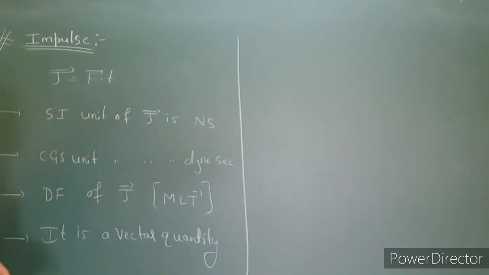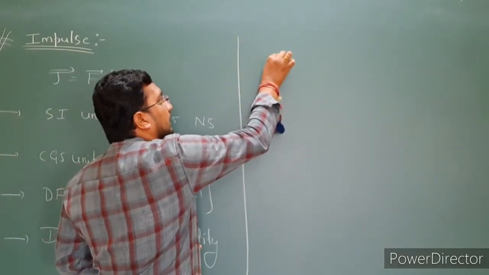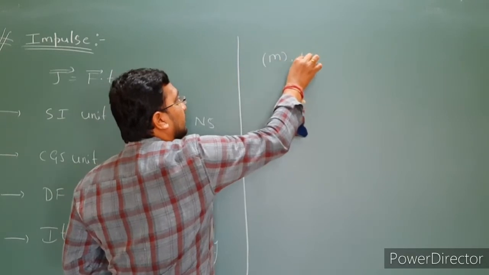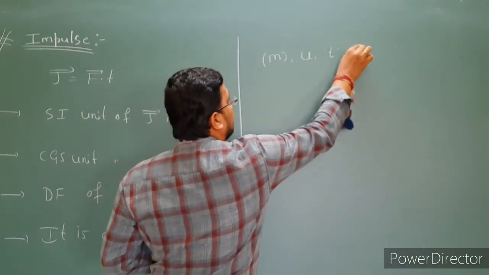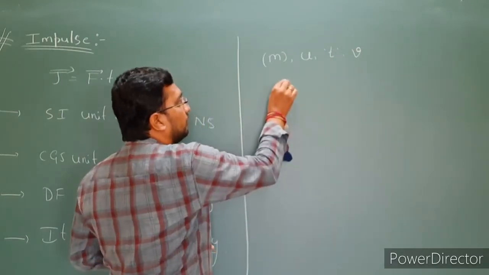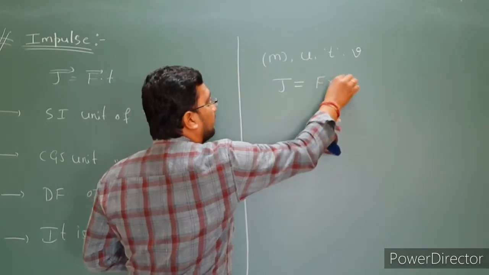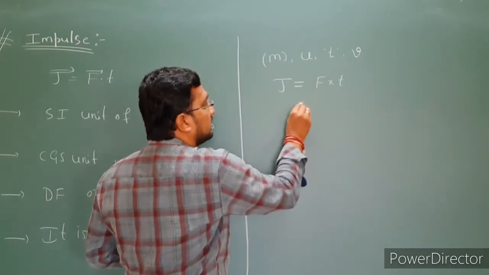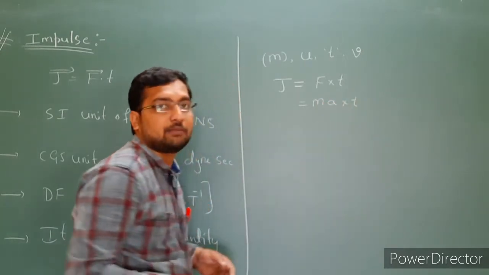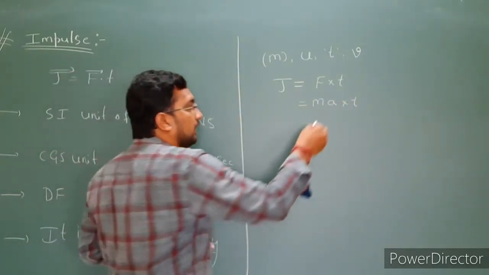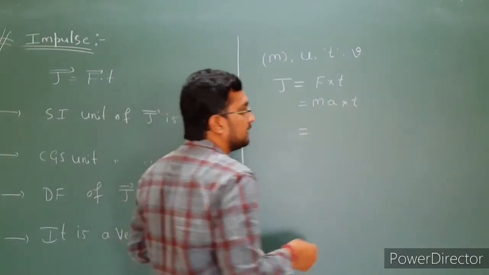Okay, so next one, we are going to consider a body of mass m, initially moving with a velocity u, and after some time interval t seconds, its velocity changes to v. Here we are going to find out the impulse. Impulse is equal to force into time. Force is the product of mass and acceleration, so impulse is m a t, where m is mass, a is acceleration, and t is time.